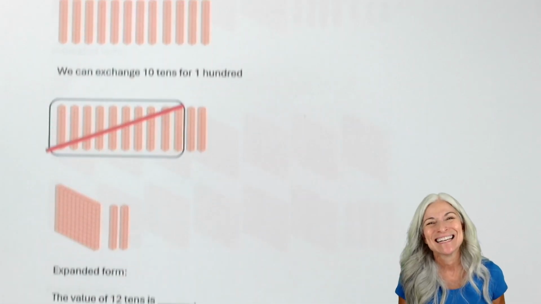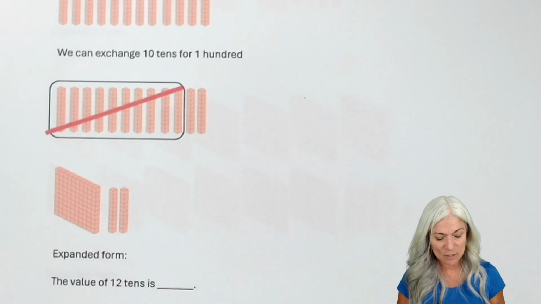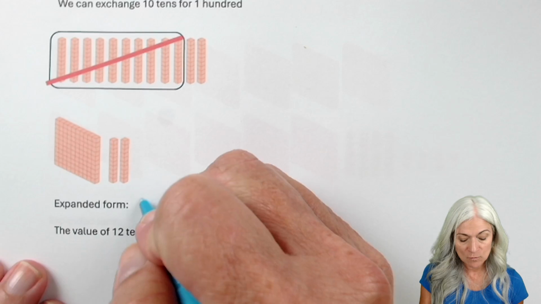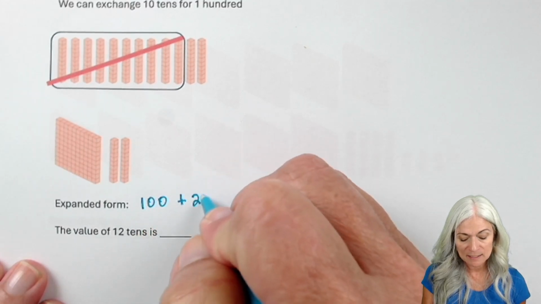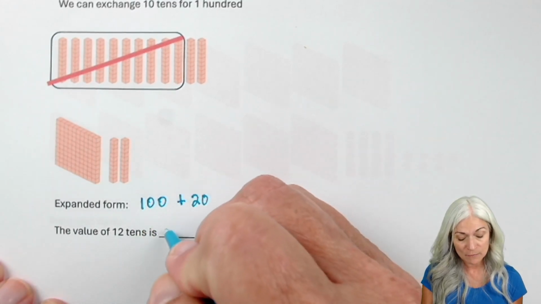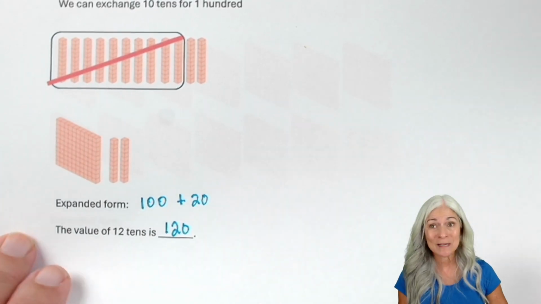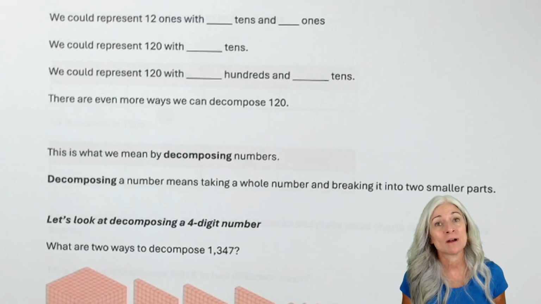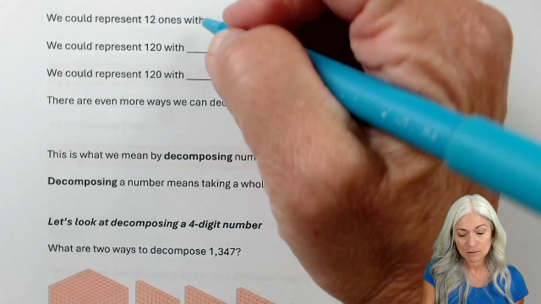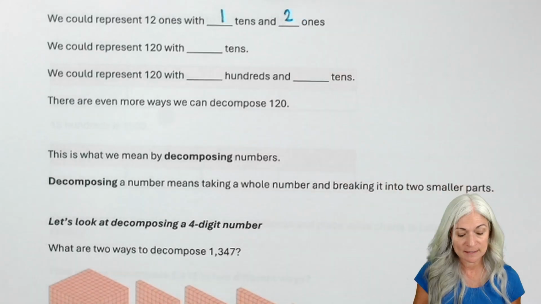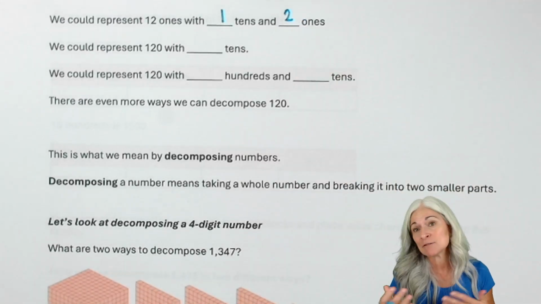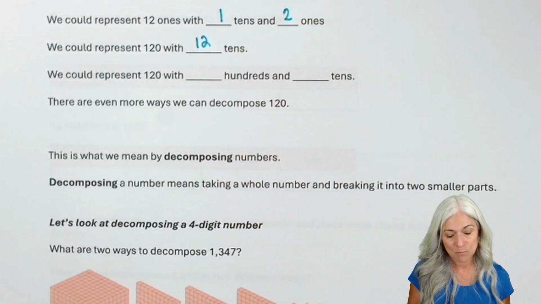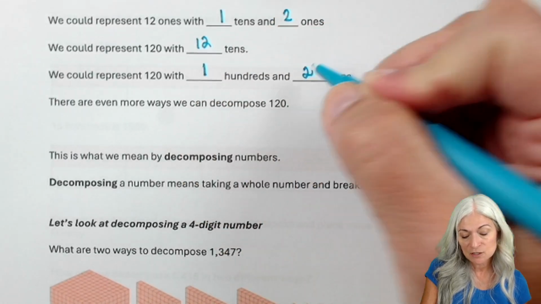Okay, back to this. We can exchange those 10 tens for 100. And so we would have 100 plus the two tens now. So in expanded form, that would be 100 plus 20. So the value of 12 tens is 120. All right, so now if we think about this, we can represent 12 ones with 1 ten and two ones. We could represent 120 if we just use tens with the 12 tens. We could also represent it with 100 and two tens.